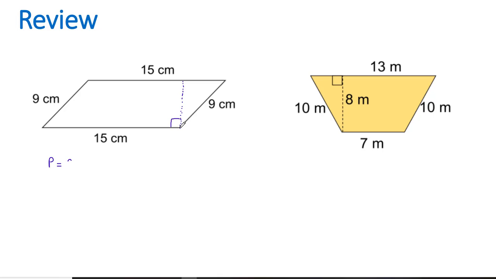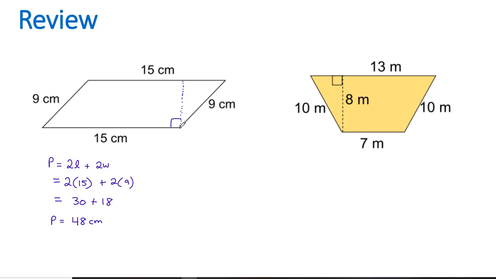The perimeter of a parallelogram is the same as a perimeter of a rectangle. So we're going to take 2 times the 15 plus 2 times the 9. So that's going to be 30 plus 18. So our perimeter is going to be 48 centimeters.